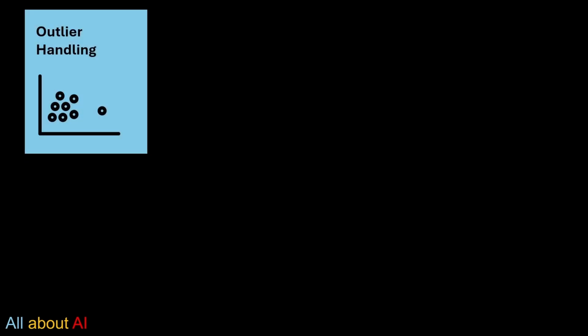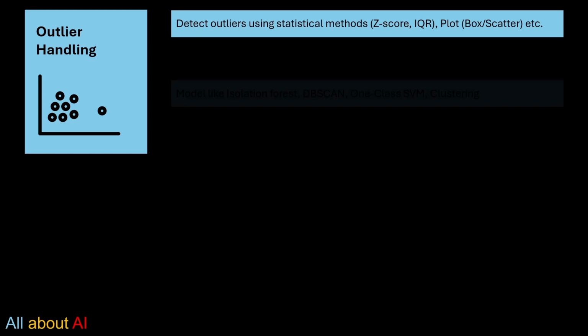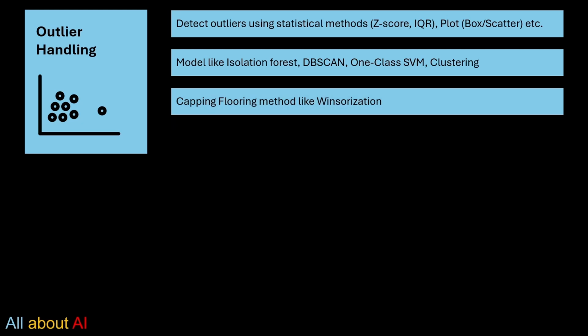The next step is outlier handling. In outlier handling, we will detect outliers using statistical methods like Z-score, IQR, the interquartile range, or some kind of plot like a box plot or scatter plot. We may also use models like isolation forest, DBSCAN, one-class SVM, or clustering, which help to find outliers. There are a few mechanisms like capping and flooring, such as winsorization. This limits the extreme values in the data to reduce the effect of outliers. It basically replaces the extreme value with a specified percentile value.